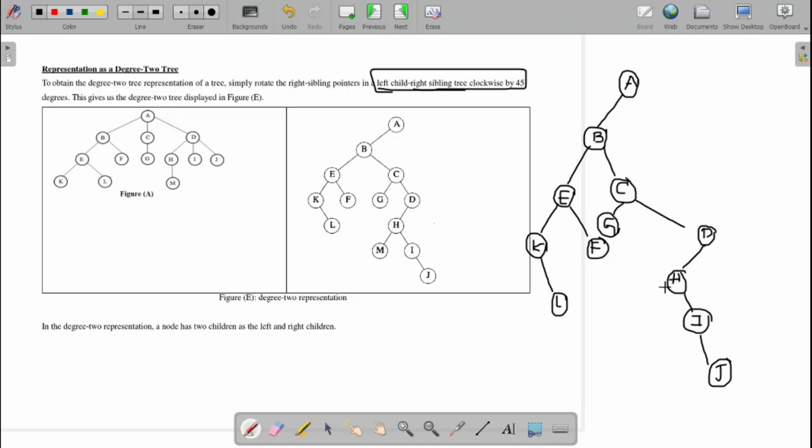Next for the H, what is the left side of the H? It is M. Right? So even this will also generate the degree 2 tree. Fine. So there are two ways we have discussed.